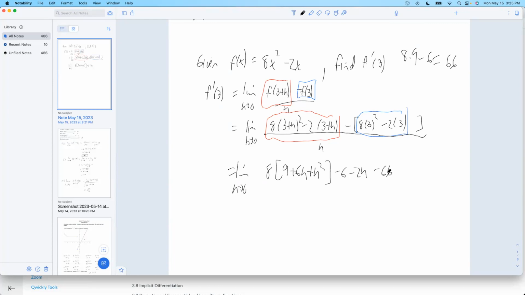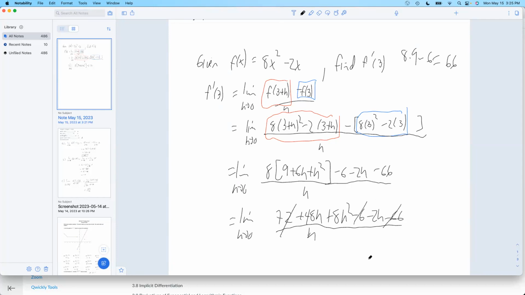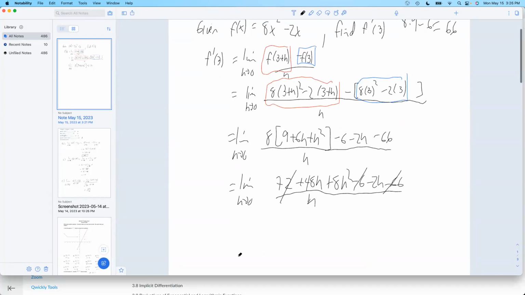If that doesn't cancel out, we'll know we goofed somewhere. And that's supposed to all be over h. Distribute that 8 there. Limit as h approaches 0. Let's see, we get 72 plus 48h plus 8h squared minus 6 minus 2h minus 66 all over h. And now look at all of our constants. 72 minus 6 minus 66. Oh yeah, that all cancels out. Everything that's left over has an h in it. That will happen every single time.